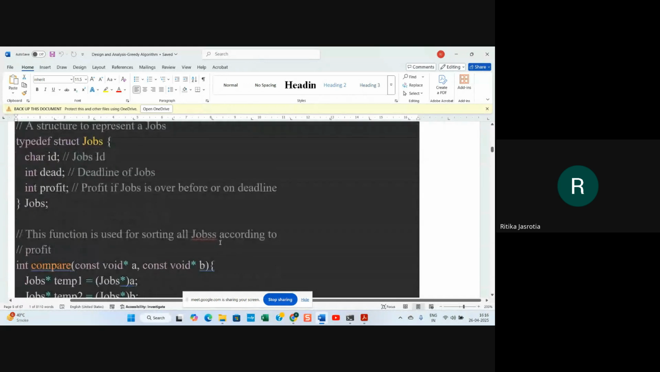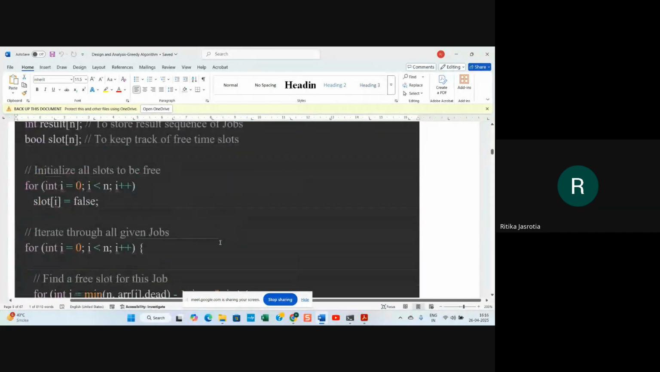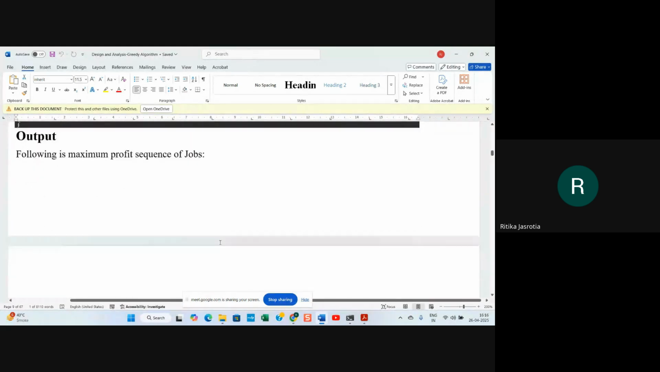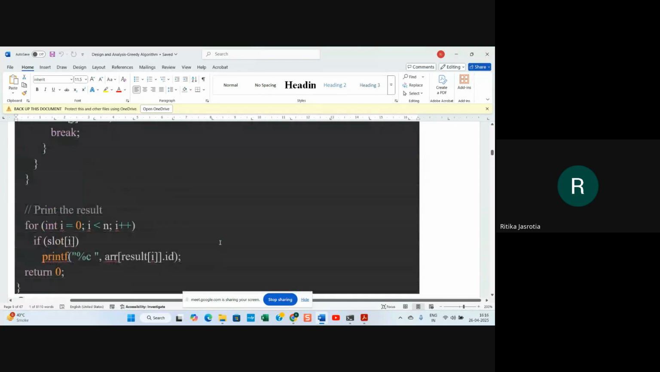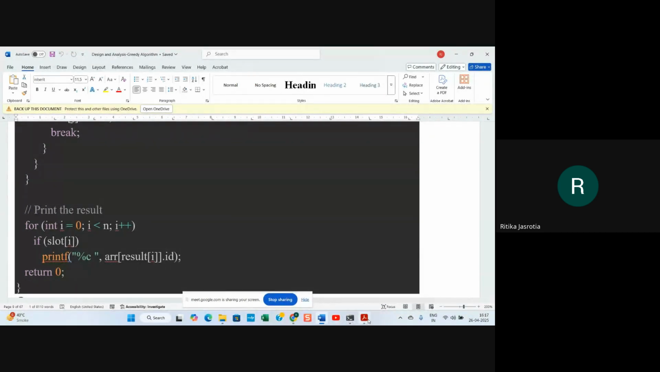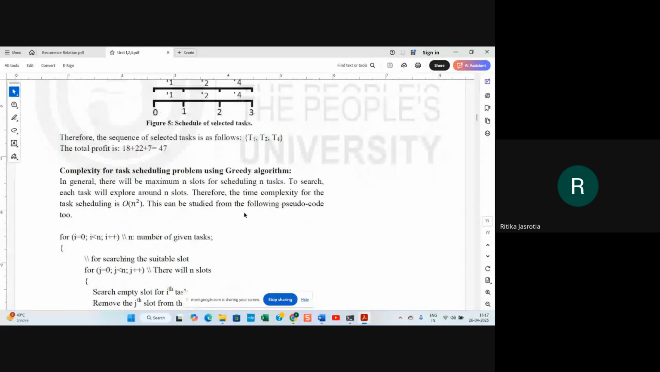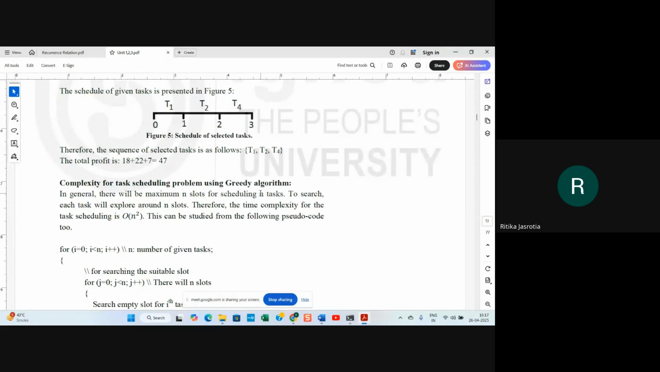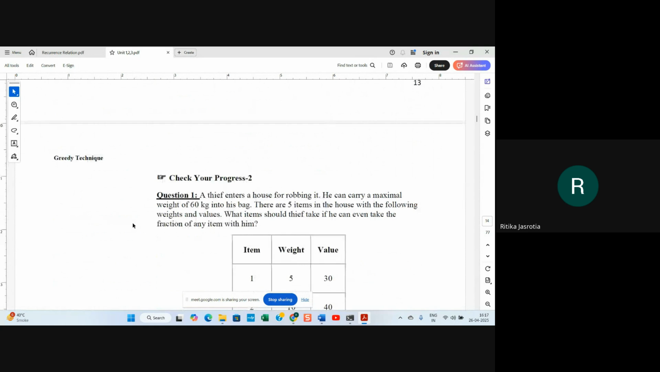Again, the implementation of the algorithm we will do in the practical class. The complexity given for this task scheduling algorithm is O(n) square. There will be a maximum of n slots for scheduling n tasks. To search, each task will explore around n slots. Therefore, the time complexity for task scheduling is O(n) square.